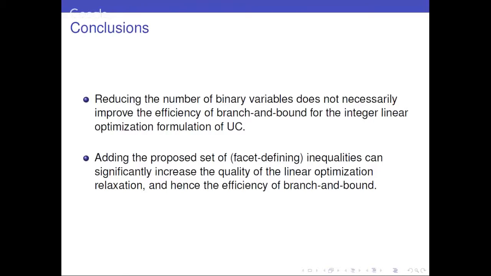So the conclusions from this work were, number one, it actually helps to have more binary variables around. This is not the first time that it's been observed. It is known in the mixed integer programming literature, especially in the case of UC. And the second point is that the new proposed inequalities can significantly increase the quality of the relaxation in terms of the efficiency of solving the problem.